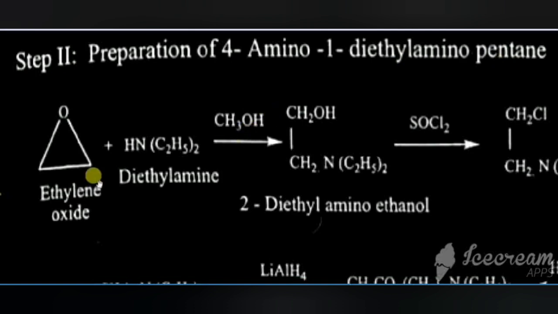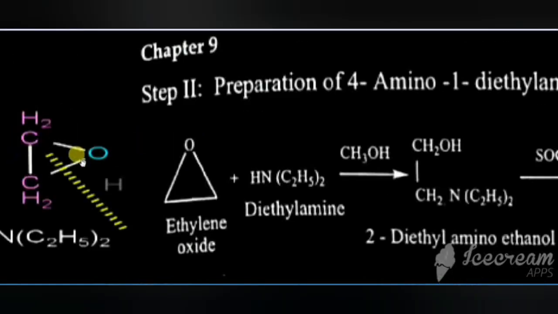Second step is preparation of 4-amino-1-diethylaminopentane. For that, here we have taken two starting materials. One is ethylene oxide, another one is diethylamine. So, what is ethylene oxide? CH2, and those two CH2 are connected with oxygen. So, here by the addition of diethylamine, what happens? Here there may be a cleavage between carbon and this oxygen. On that cleavage, what happens? That hydrogen combines with this oxygen, and the left N(C2H5)2 is combined with this carbon.